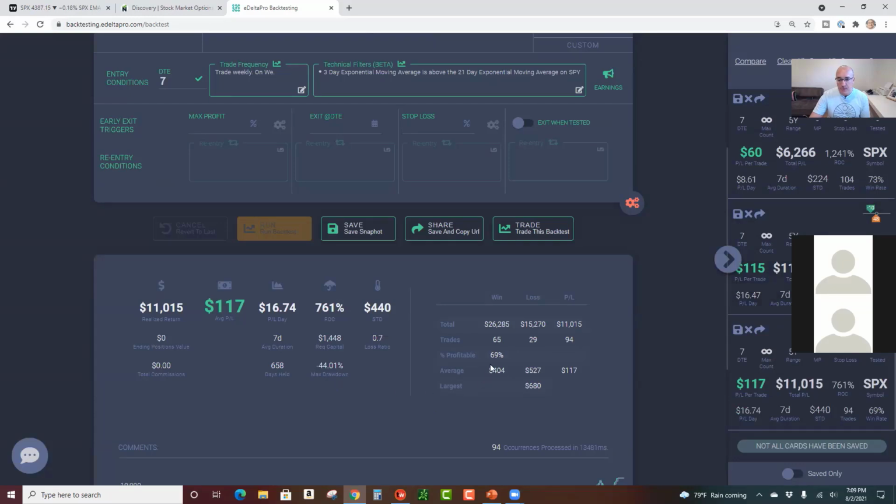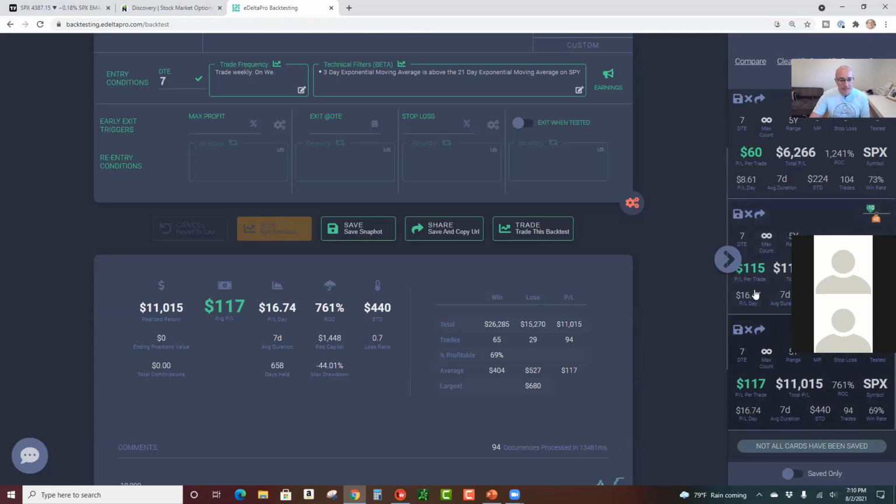So this actually did pretty well. 69% win rate. Your average gain was $400. So if we compare that to here, instead of $350, your average gain's a little bit more. It made 11,000 versus almost 12,000 here. So it actually did not make as much.